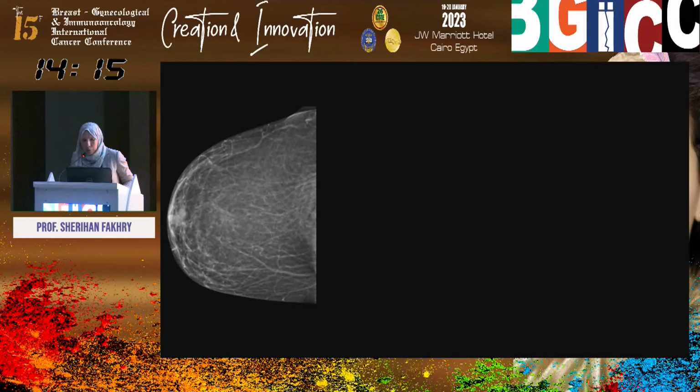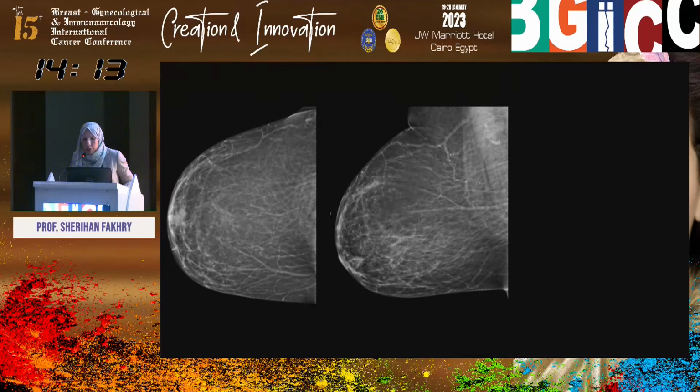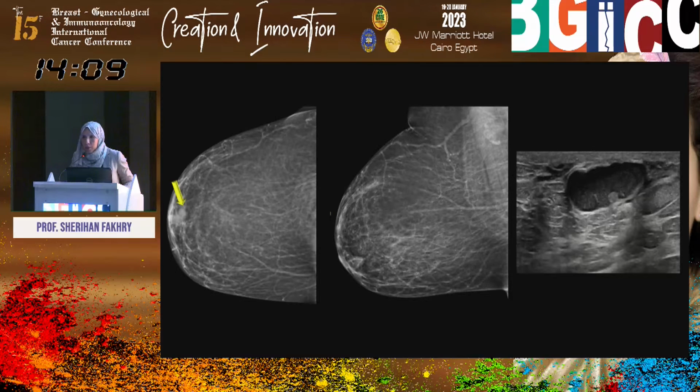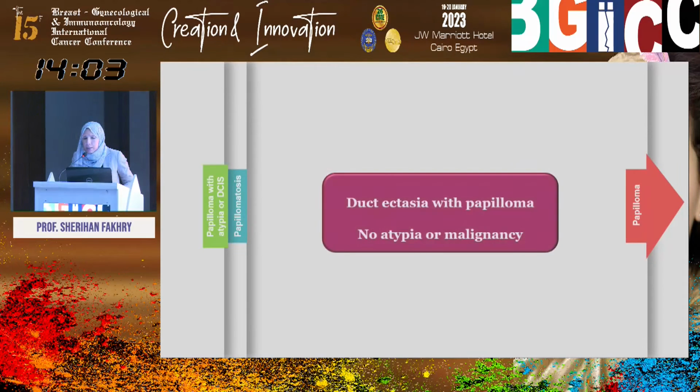In this case, mammography showed a right retroareolar circumscribed nodule. By ultrasound, there was a cystic lesion with turbid contents and an intracystic nodule. Pathology revealed duct ectasia with papilloma.